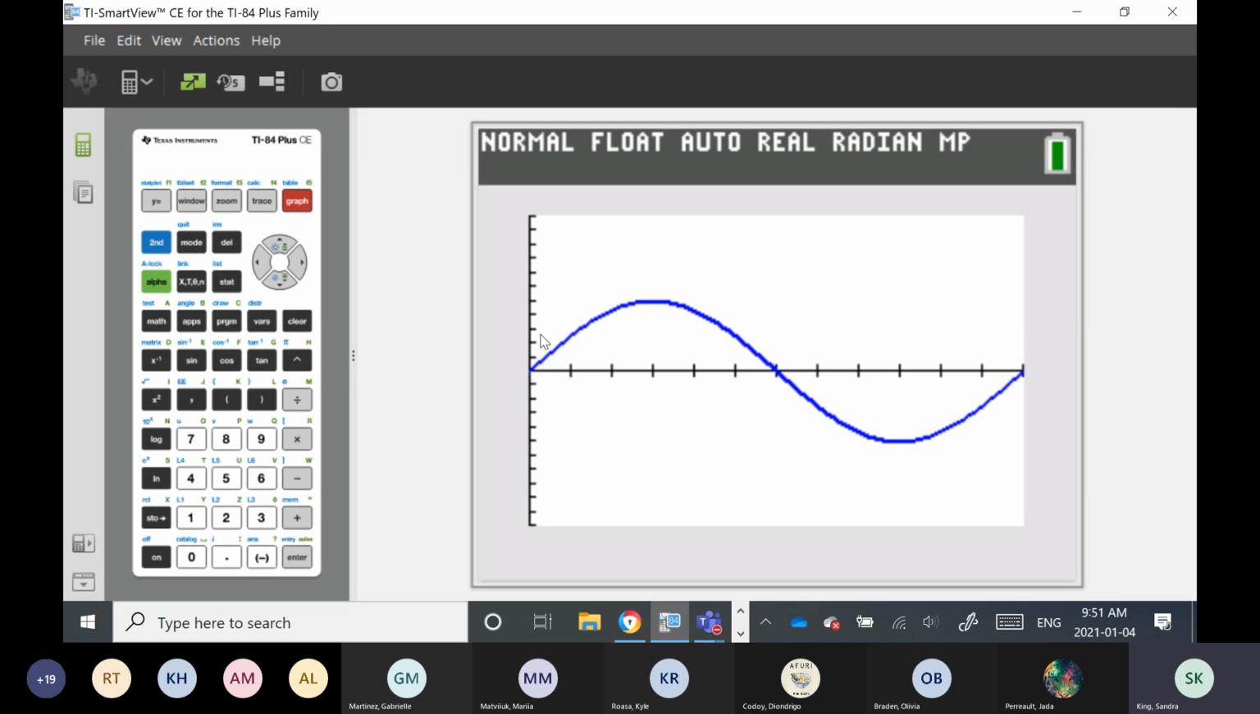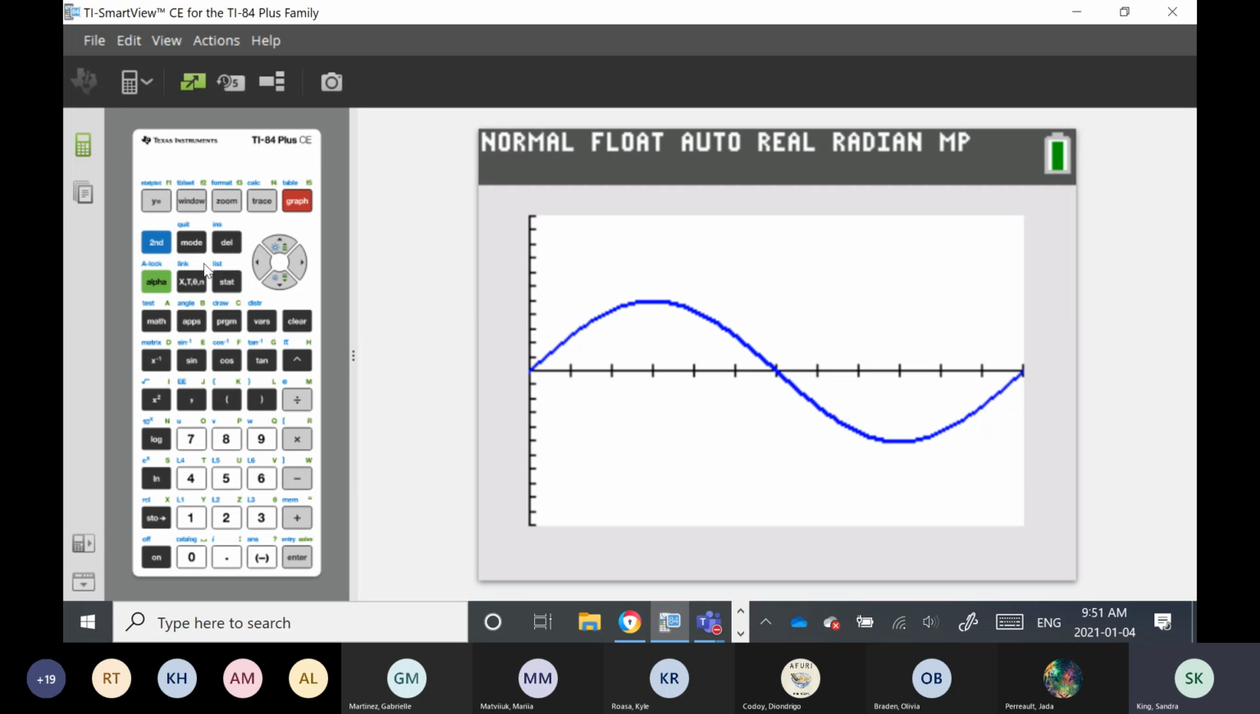Okay, so here's the graph of y is equal to sine of x. The period of this graph is 360 degrees or 2 pi. The amplitude of this graph, I changed my scale, but this would be 1. That's the amplitude of this graph.